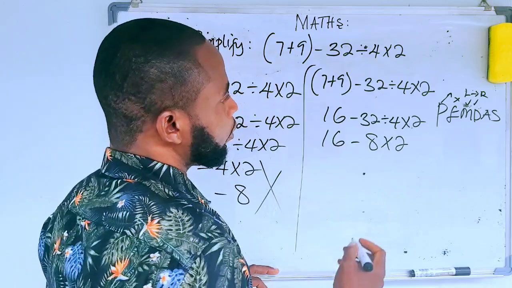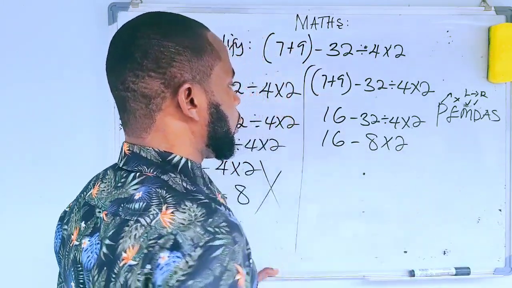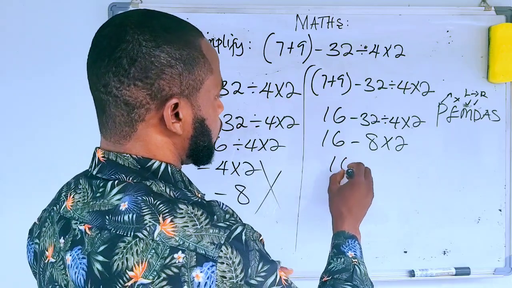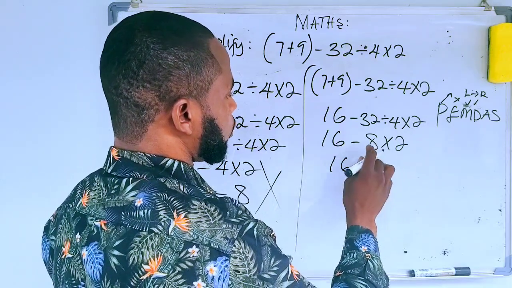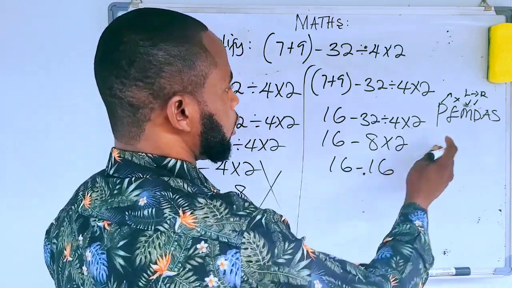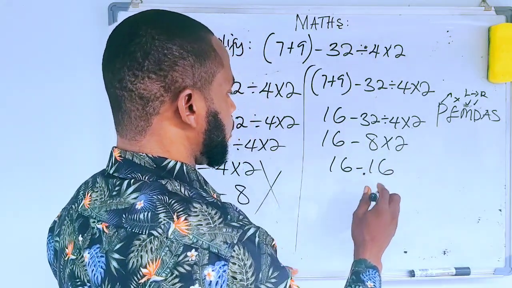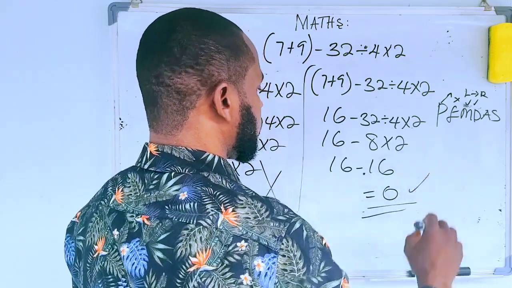Then here, we are going to consider multiplication now. When we have 16 minus 8 multiplied by 2, that gives 16. When we take subtraction and we have 16 minus 16, that gives 0. And this is the correct answer.